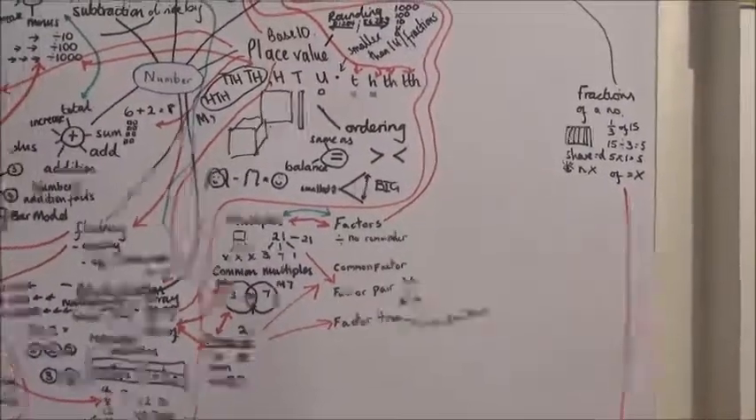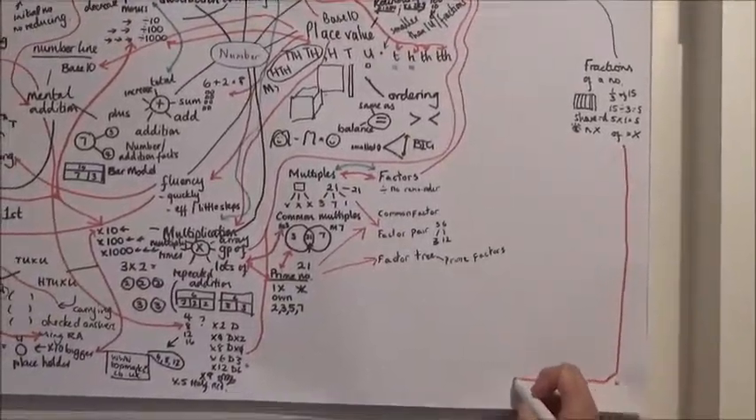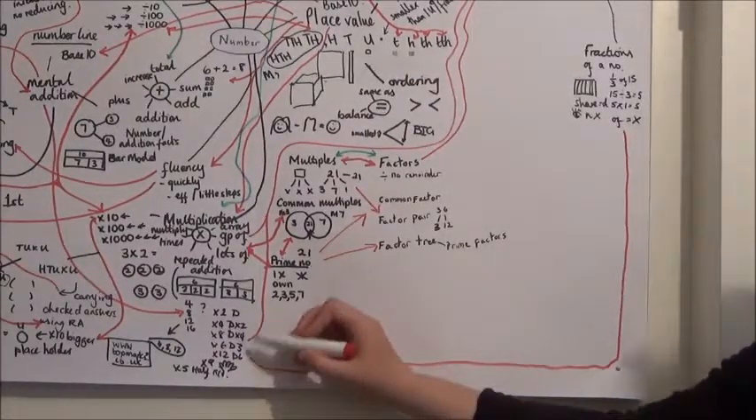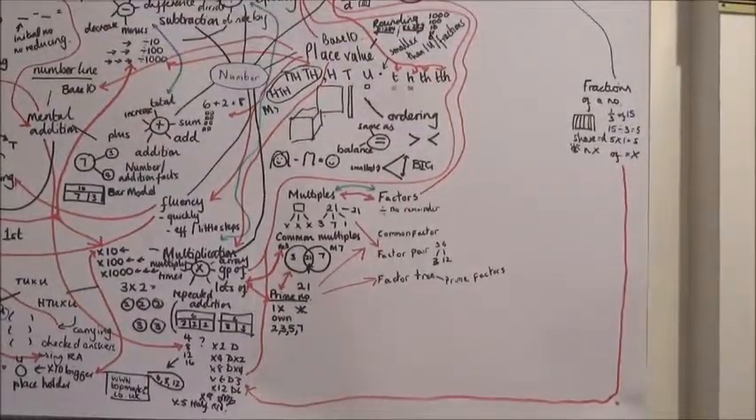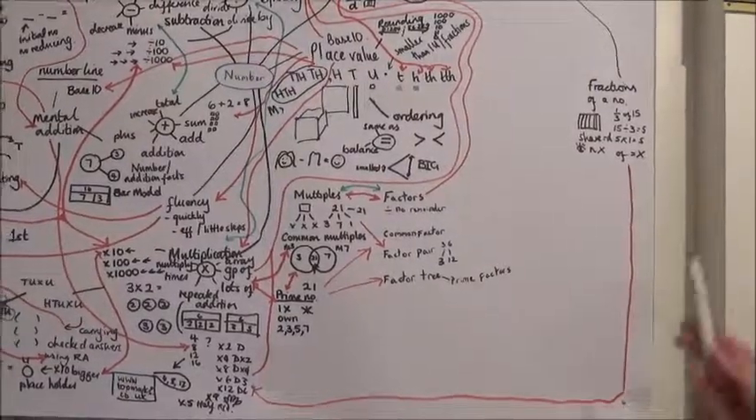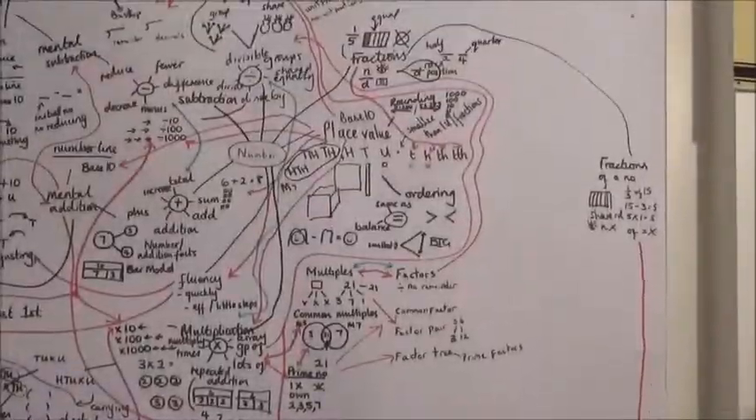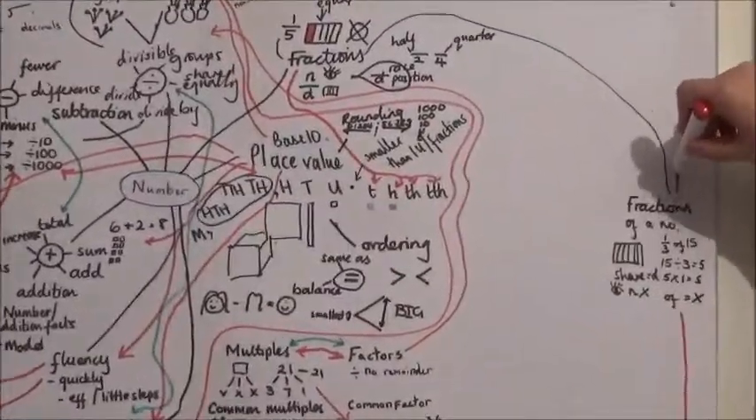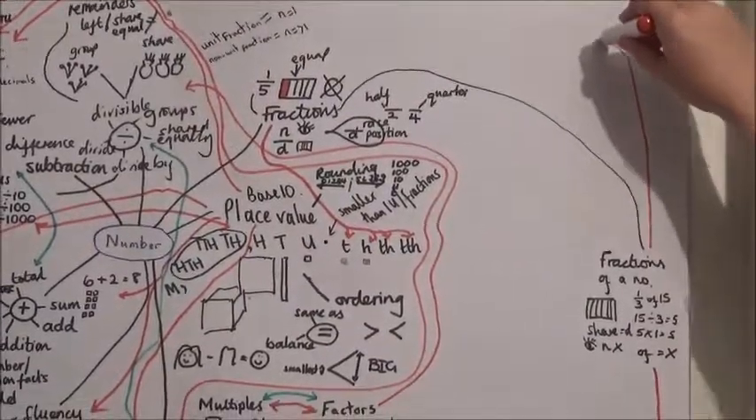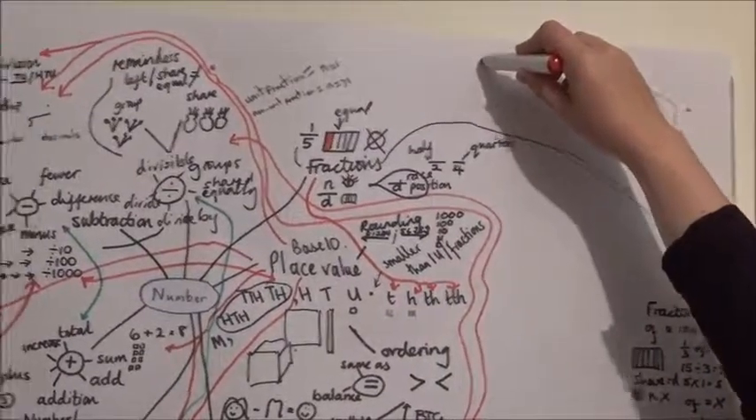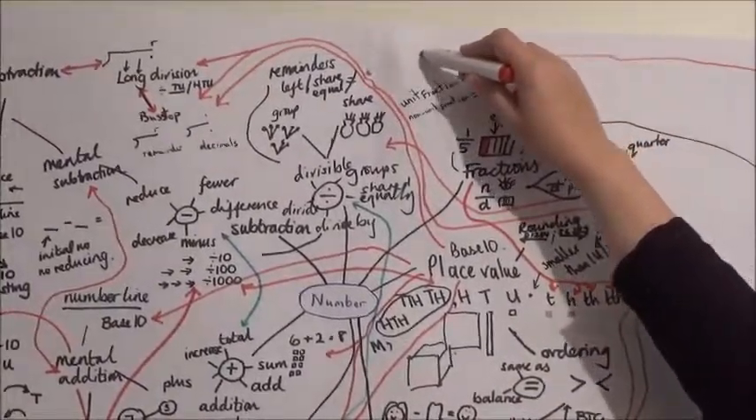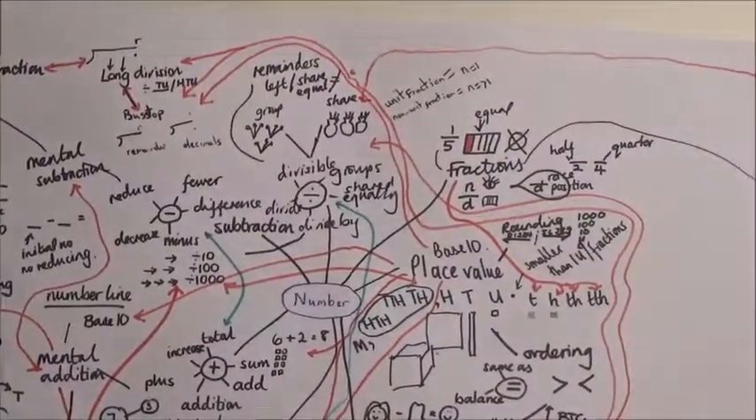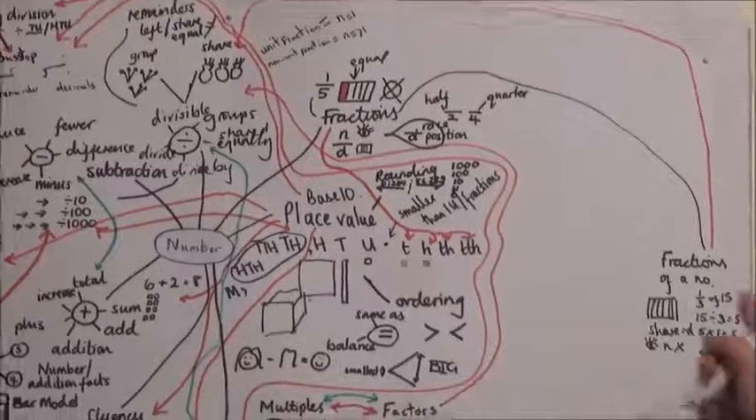We're going to come down here and along to multiplication, because we had to use multiplication facts to share it out, and we also had to use multiplication facts to times it by the numerator. Back up, and we're going to go up here. We're going to go all the way over to division, because we had to share, we had to divide that whole number by the denominator.